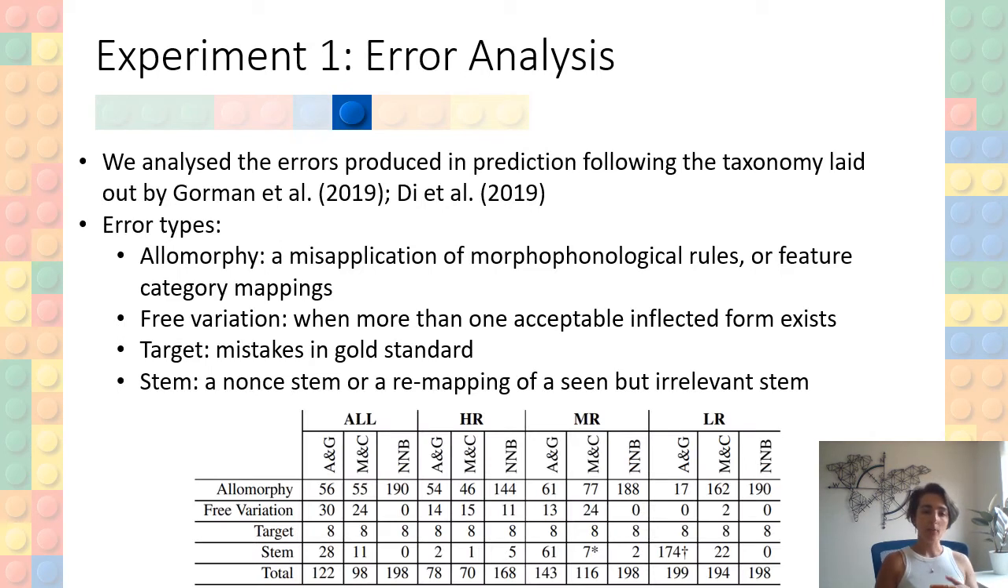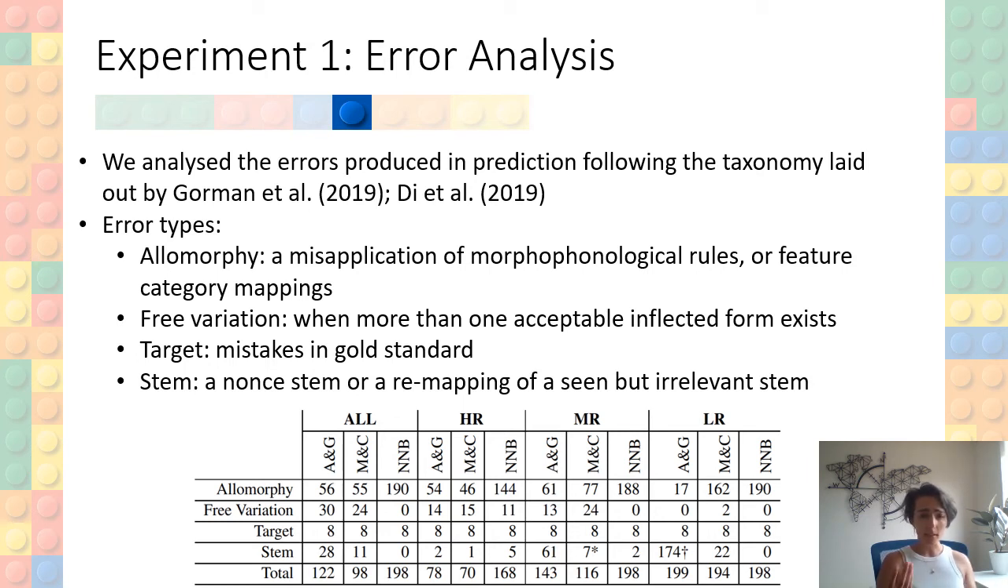In the second half of our first experiment, we basically analysed the errors produced by the models and categorised them according to the taxonomy laid out by Gorman et al. in 2019. We've identified 4 types of errors that commonly occur. The most common of all is allomorphy, which is basically a misapplication of morphophonological rules or feature category mappings. So an example of this might be an absence of vowel harmony in the inflected form produced.